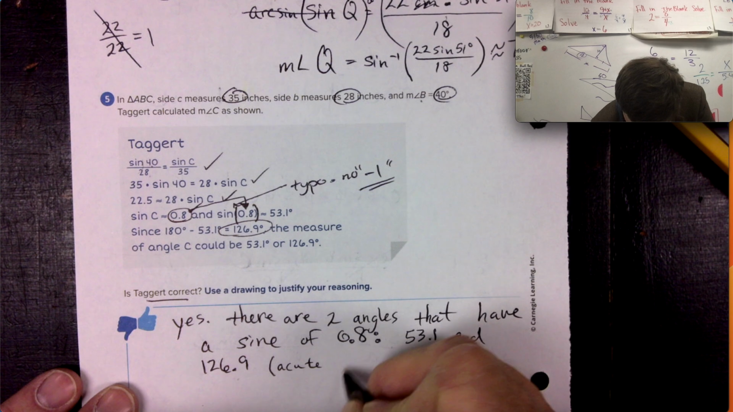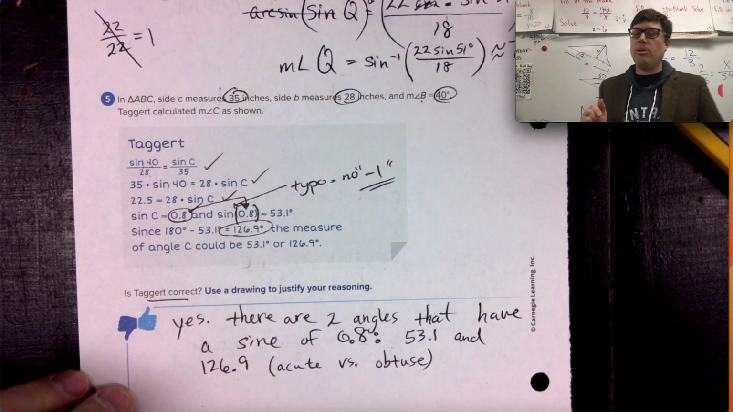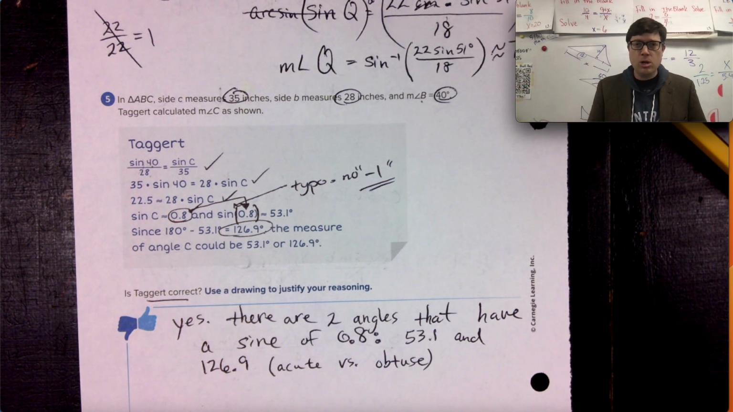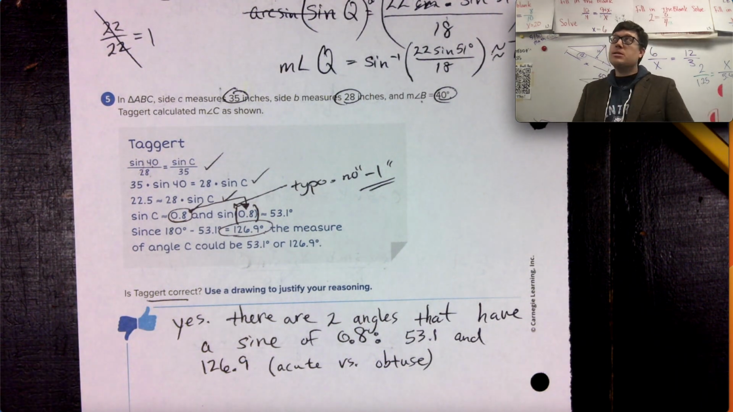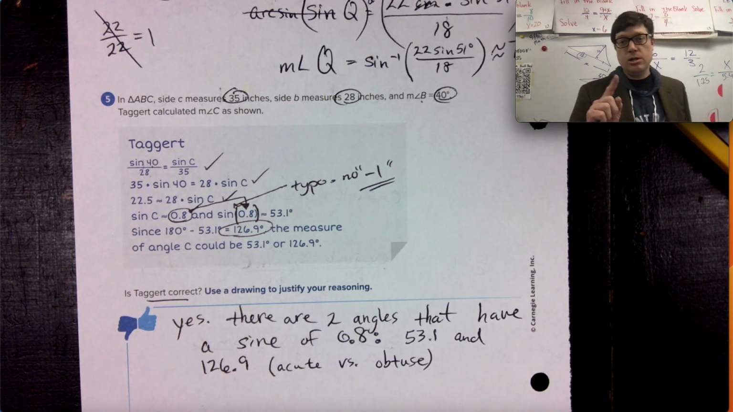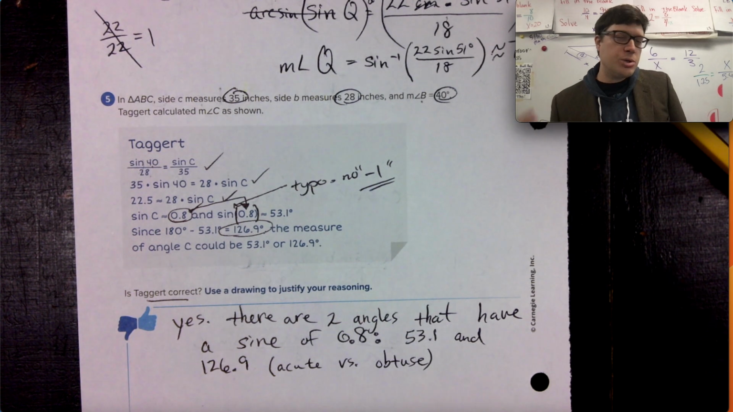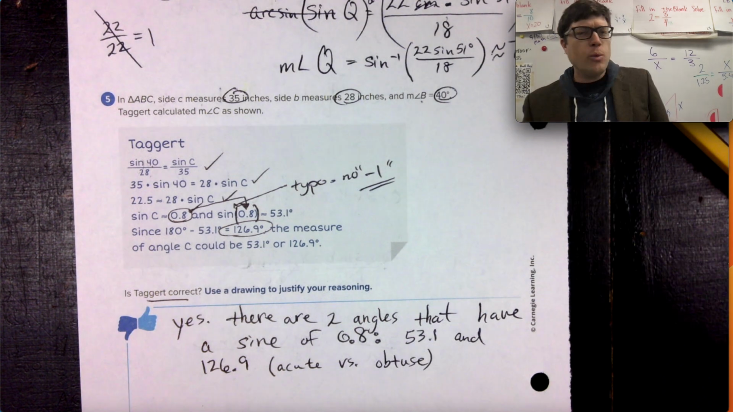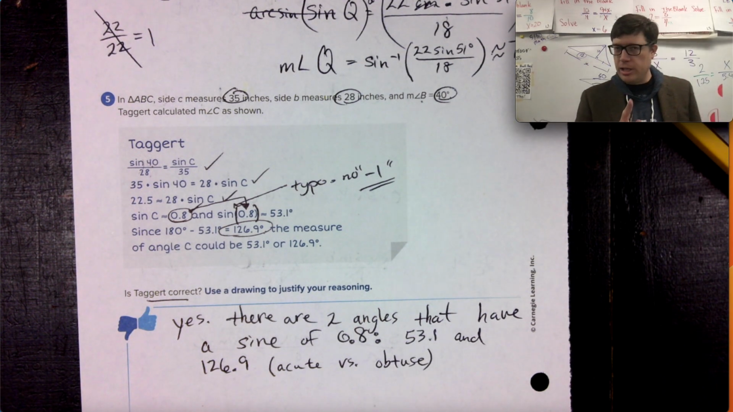Acute versus obtuse. This is the problem with law of sines. If the triangle is an acute triangle, law of sines is perfect. But if the triangle could possibly be obtuse, law of sines is a flawed formula. So we got to check that. We got to know that we have an acute triangle in order to then use law of sines perfectly. Or we got to be a little careful with our angle calculation. It's the angle calculation that matters.